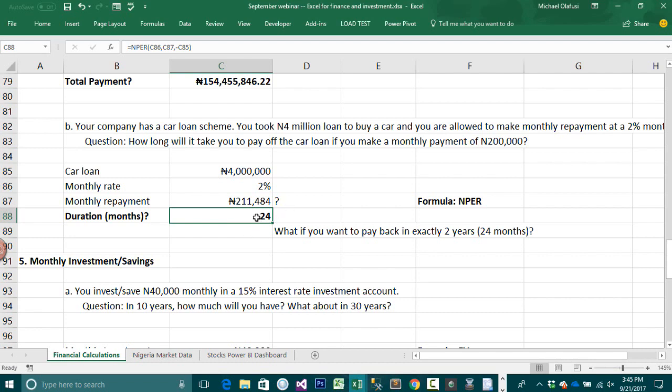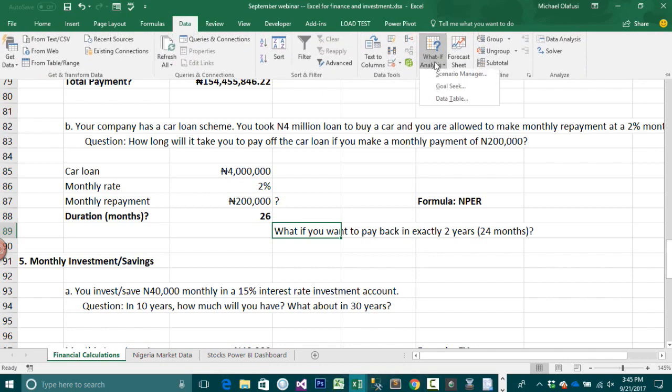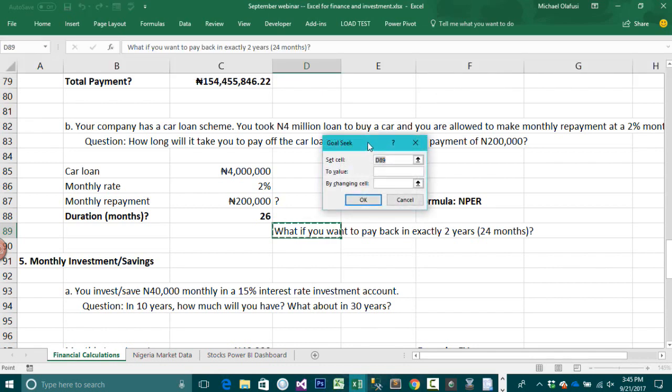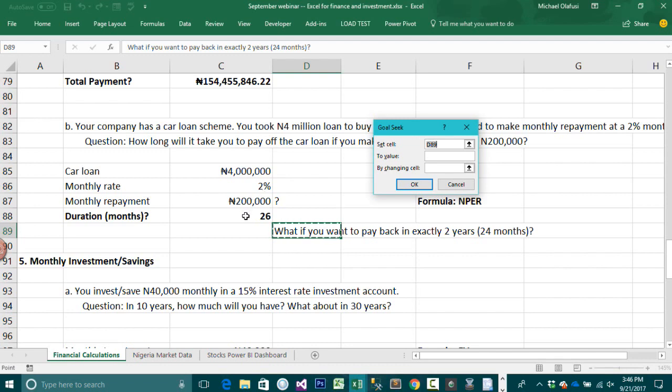So you're saying, can I redo the goal seek one? So the goal seek one was this, right? Data menu, what-if analysis, goal seek. What do I want to set? I want to set this duration to 24. I want to repay in exactly 24 months, right? And by changing what? I want to change the money I'm paying back every month. So I want to tell them, deduct this amount from my salary, so I can end up paying the whole amount in exactly 2 years, 24 months.